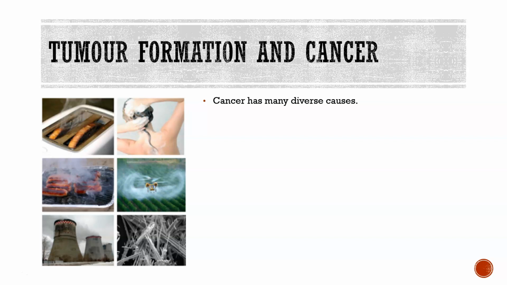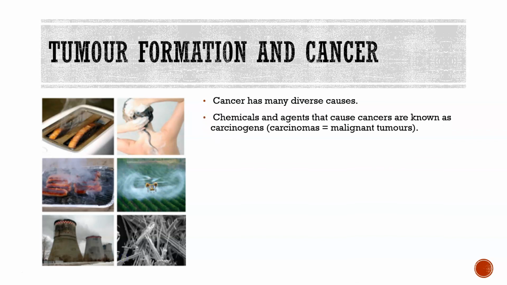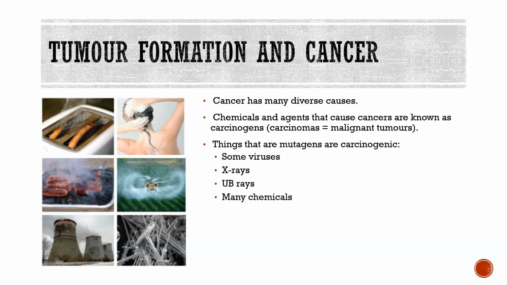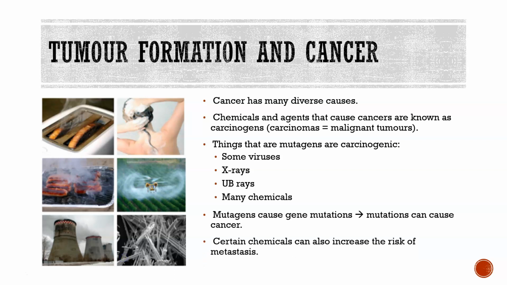Cancer has many diverse causes, and we've now looked at them as we've moved through our topics. Okay, chemicals and agents that cause cancers are known as carcinogens. Carcinomas are the malignant tumours caused by the carcinogens. Okay, things that are mutagens are carcinogenic, so things that cause mutations to the genetic code. See how it's all coming together now? So things like viruses, X-rays, UV rays, many chemicals. Okay, mutagens cause gene mutations, which we know all about now. Mutations can cause cancer. Remembering that radiation should be on that list as well, which many chemicals could class as that. And UV rays should be UV rays. Certain chemicals can also increase the risk of metastasis, so that spread of the cancer.